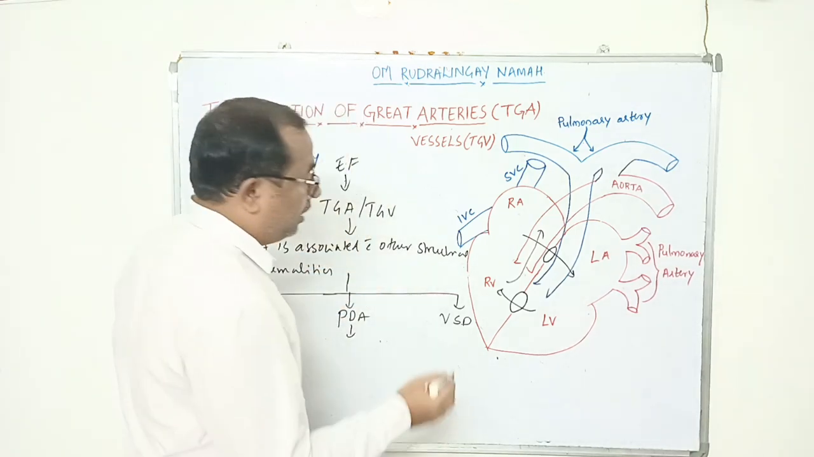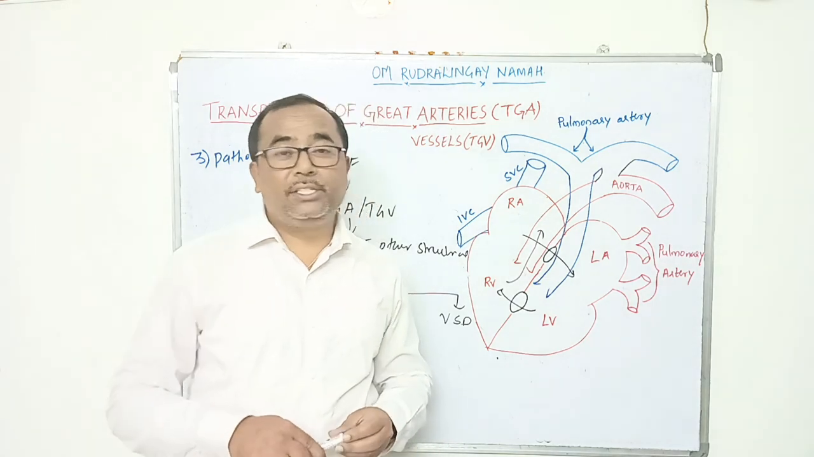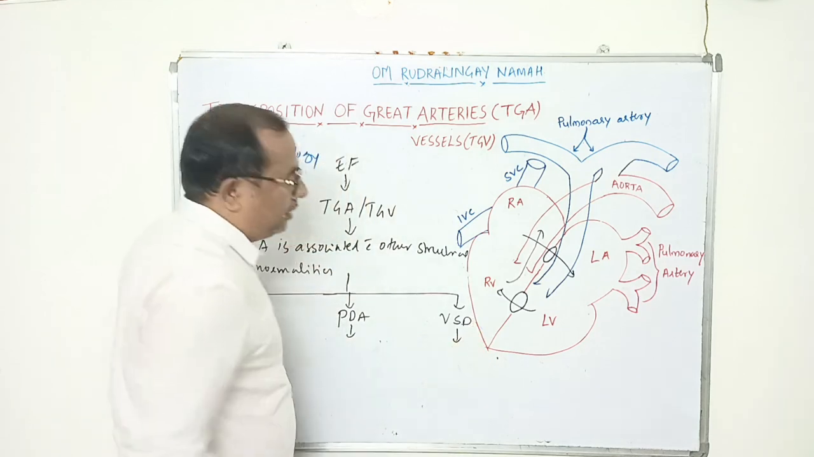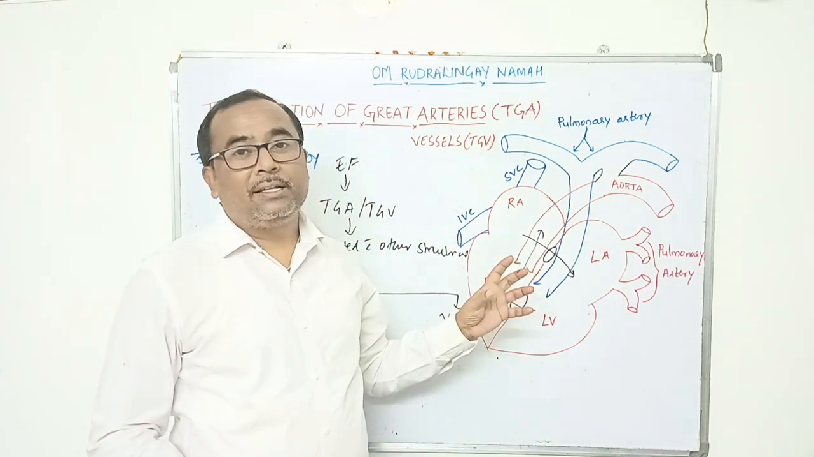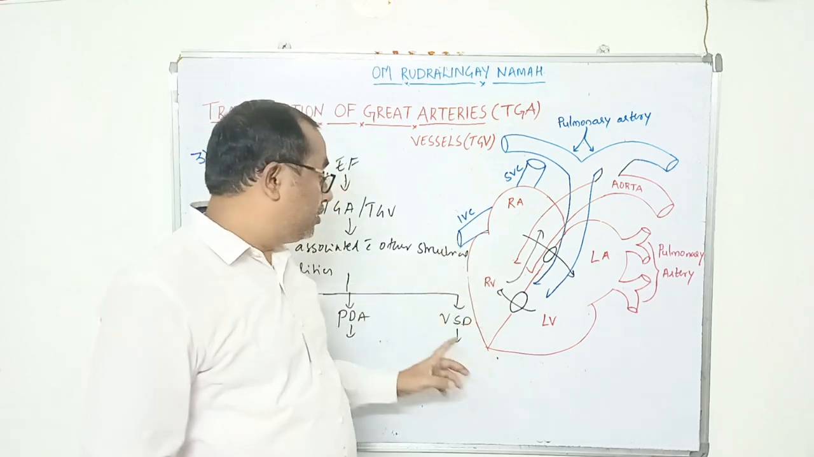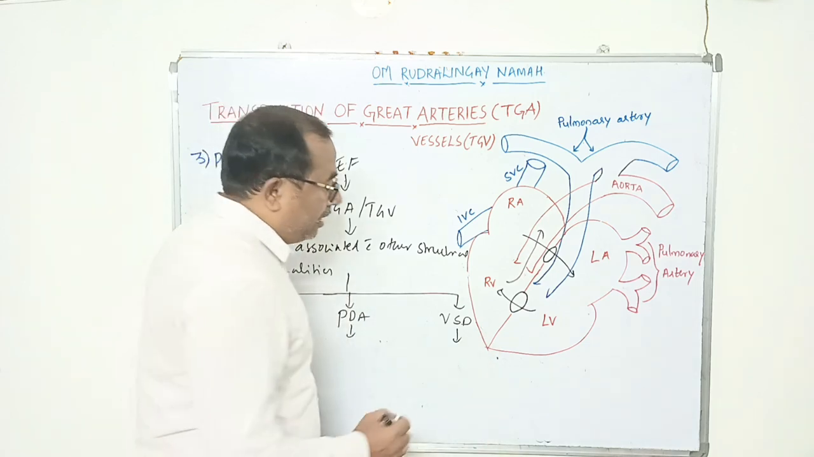Next, another congenital heart disease associated with TGA, transposition of the great vessels, is ventricular septal defect. If all these three defects are present, then the baby will survive for some days. So the other defect is VSD, ventricular septal defect. So what happens here?